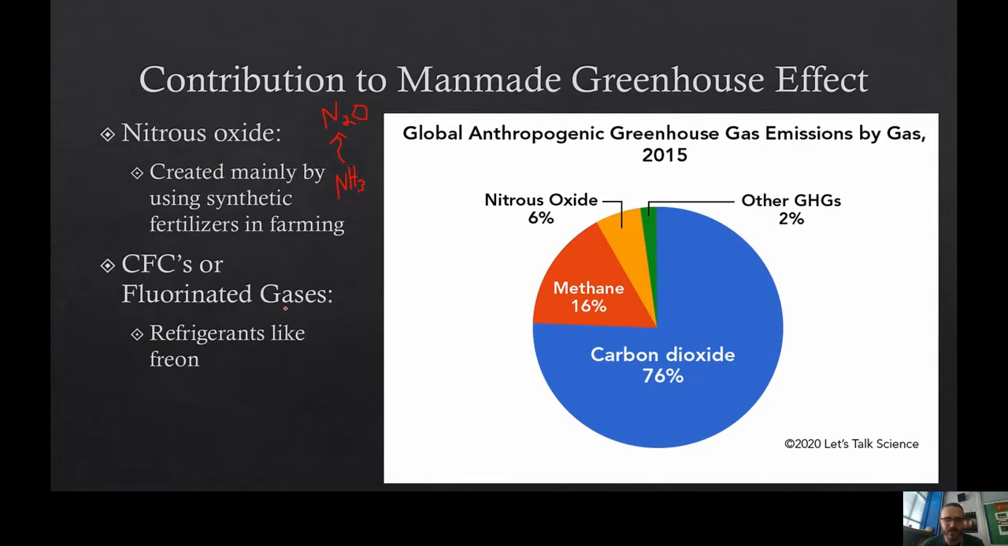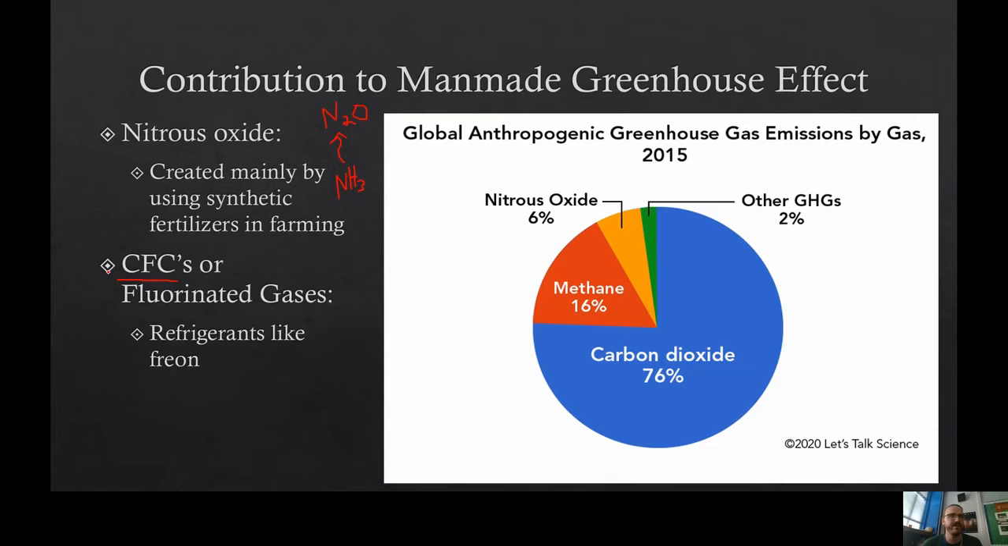And then the last one, which is the smallest category, is these other greenhouse gases. Typically, you might have heard of CFCs, which are chlorofluorocarbons, or generally another category, sometimes called fluorinated gases.